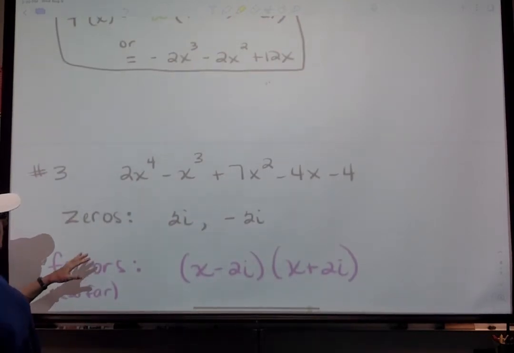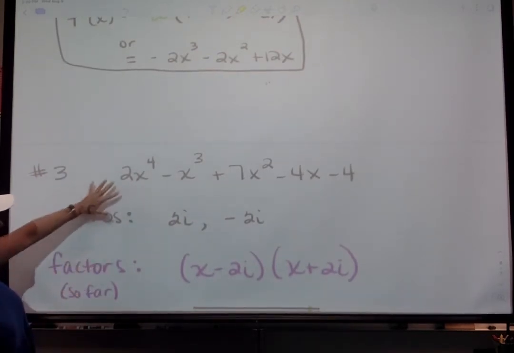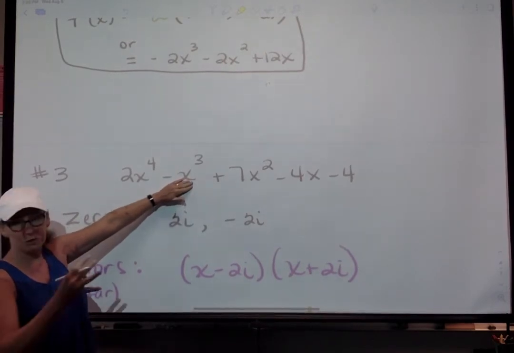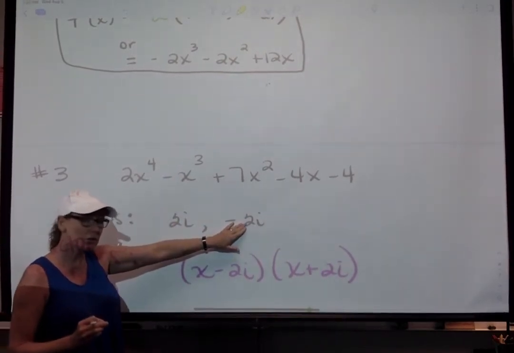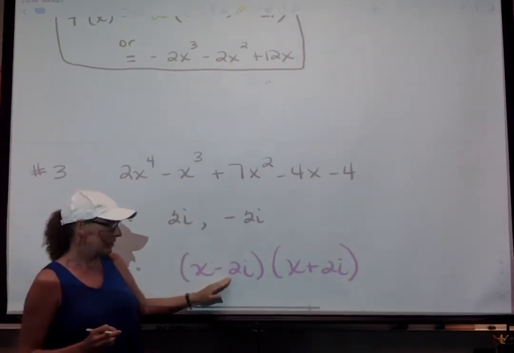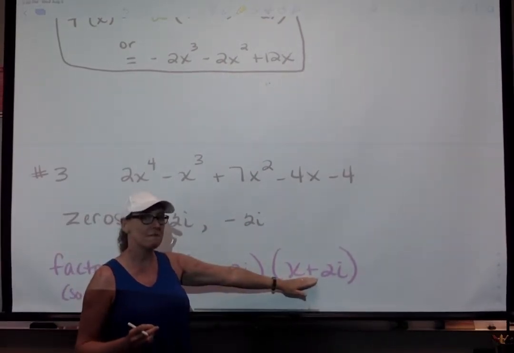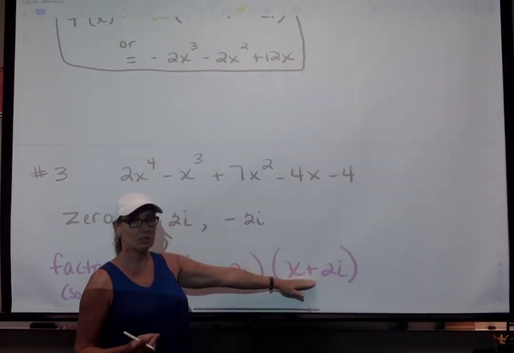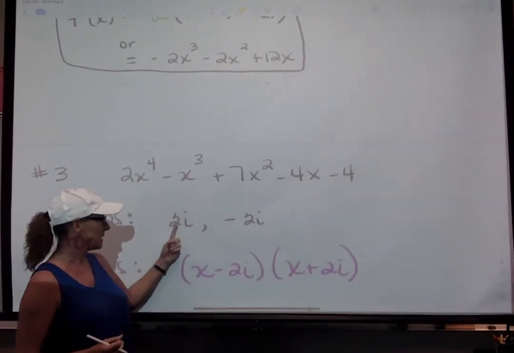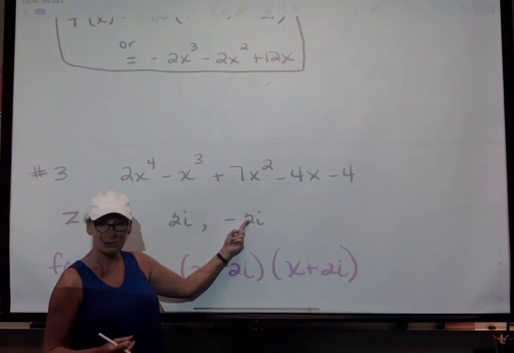Again, don't feel like you have to copy this down. Let me just show you the other way to do this. Here's my polynomial, my 4th degree polynomial. Here are my 2 imaginary zeros. Therefore, here are my 2 imaginary factors.